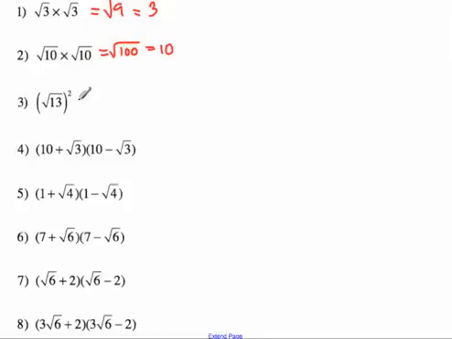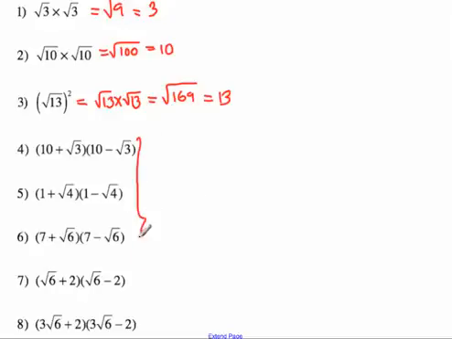Question 3. The square root of 13 squared. Let's remember what a mathematician means when they write this. They mean simply root 13 times root 13. The square root of 13, or root 13, times root 13 is the square root of 13 times 13, which is 169. And the square root of 169 is simply 13.